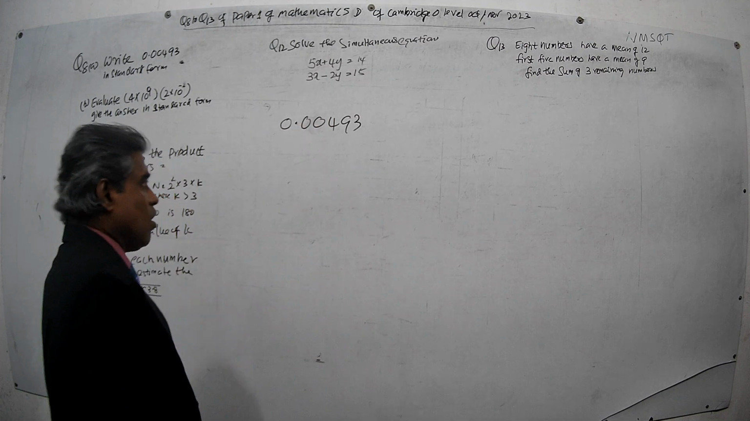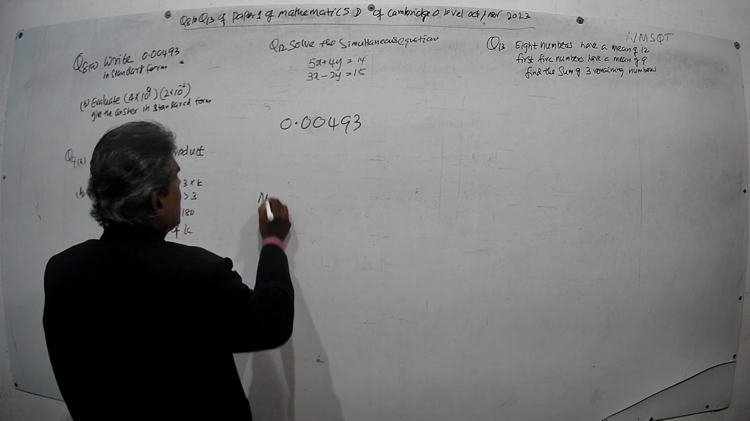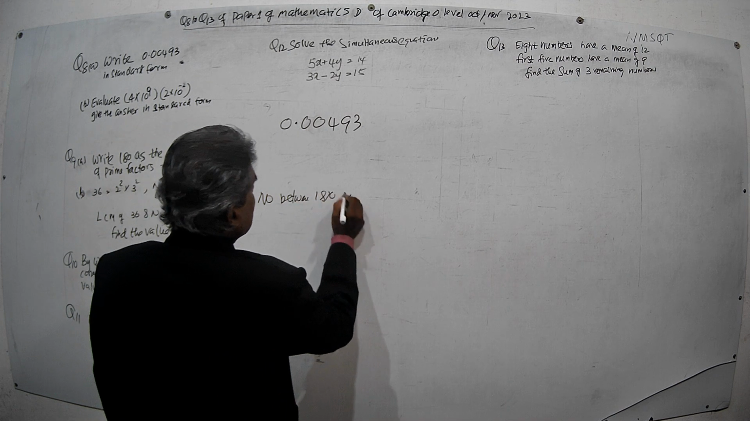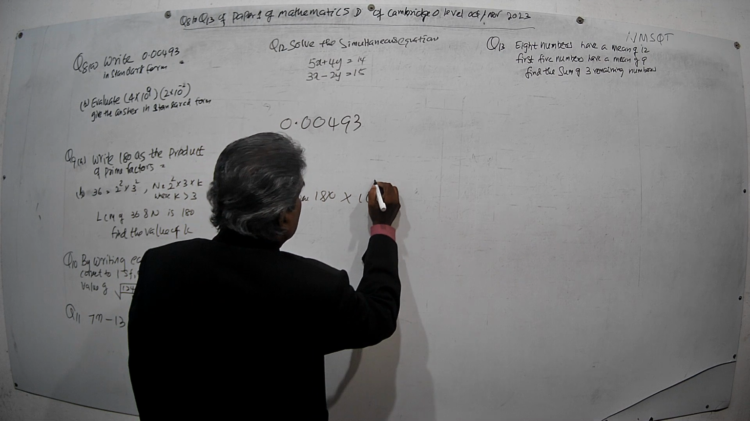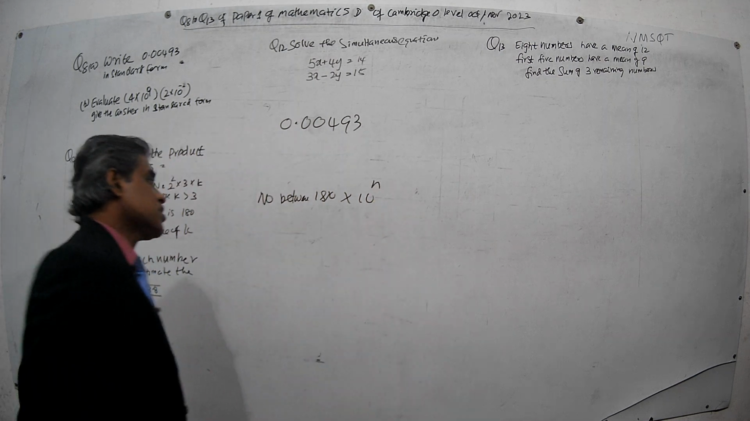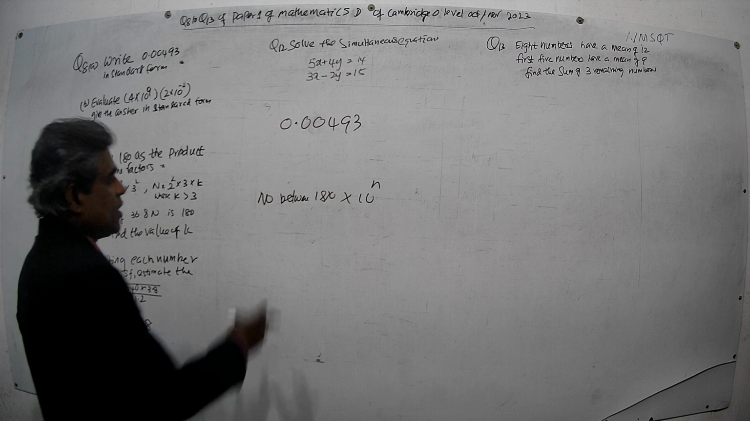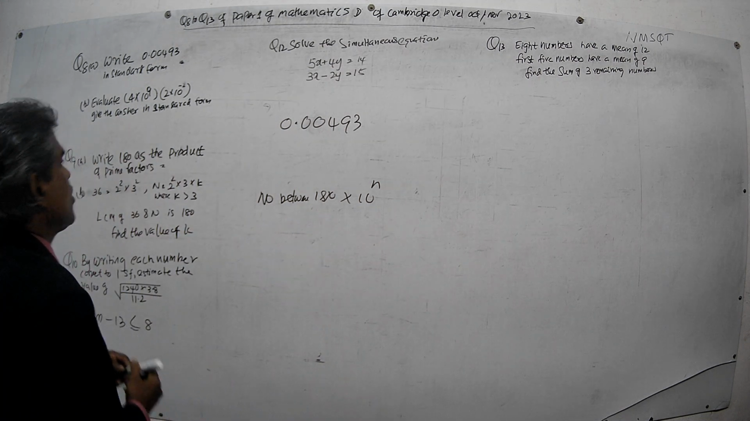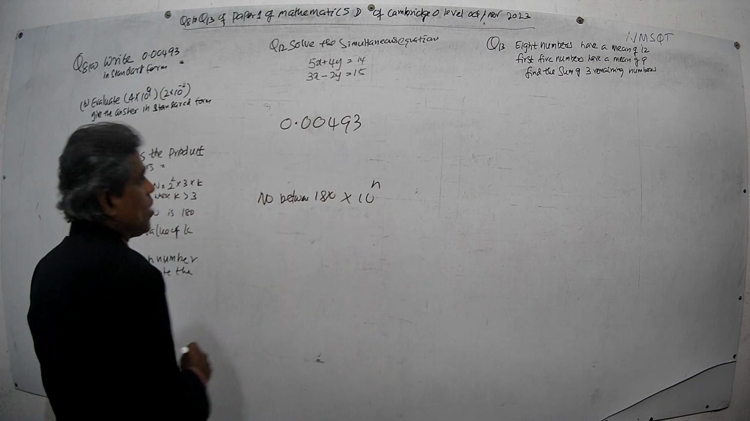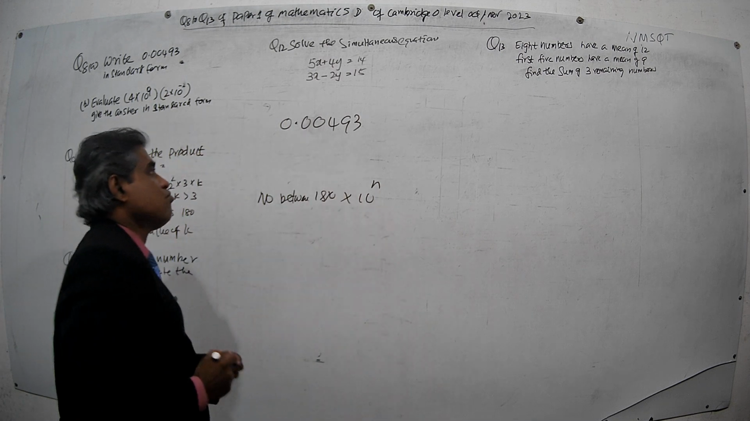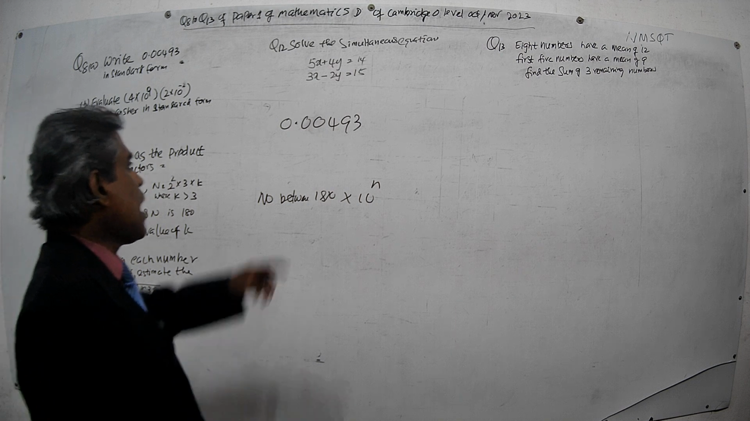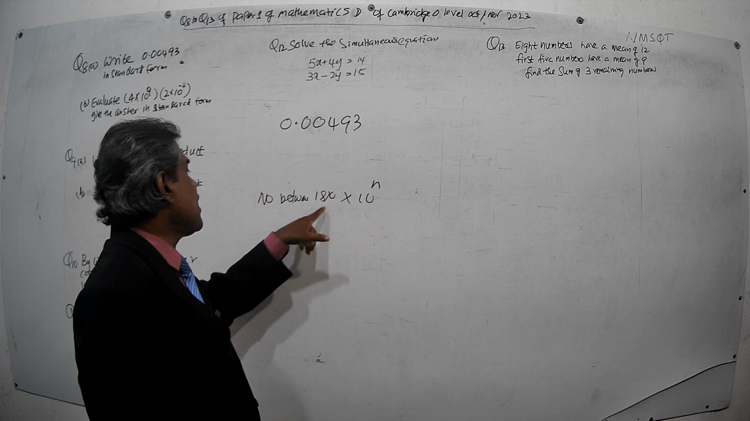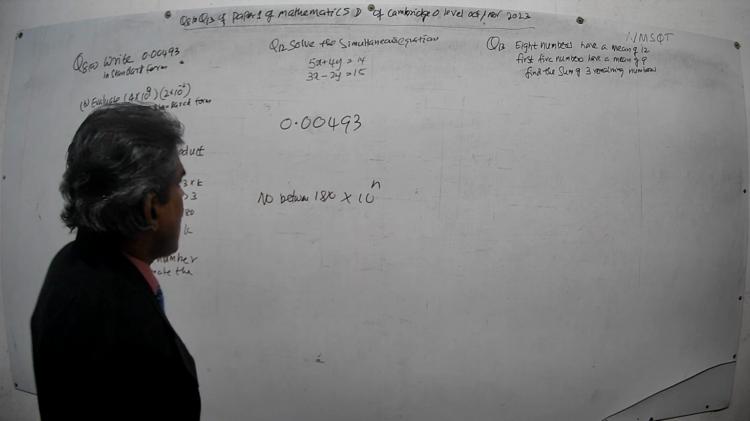Standard form is in the format: a number between 1 and 10 times 10 to the power n. There's a power of 10 and there's a number between 1 and 10, inclusive of 1, right? Now we are going to write this in that standard form. Here this is a very, very small number, lower than 1. Therefore, you have to bring this number up to a number between 1 and 10 to write it in standard form.